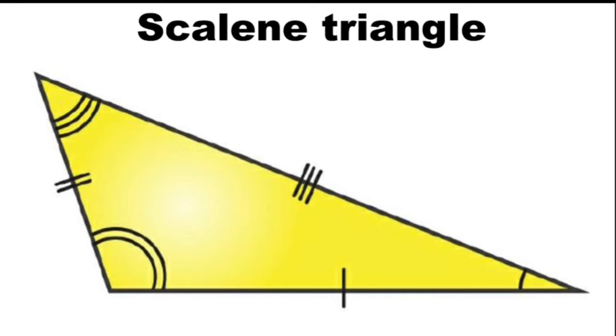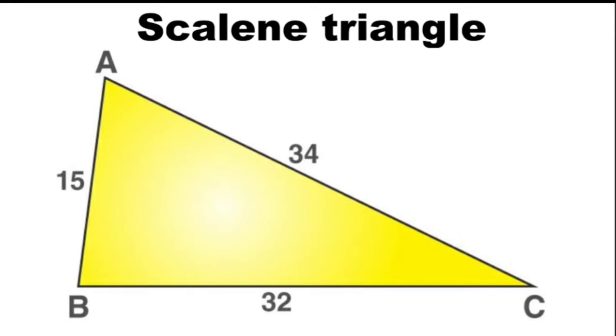Okay, students, let's see an example with different numbers on it. As you can see, this side is 32 units, this side is 15 units, and this side is 34 units. So as you can see, all three lengths of this triangle have different measurements. That means this is a scalene triangle.